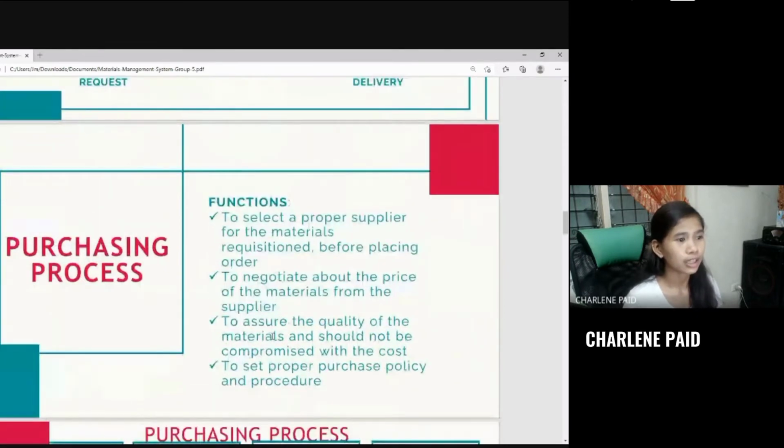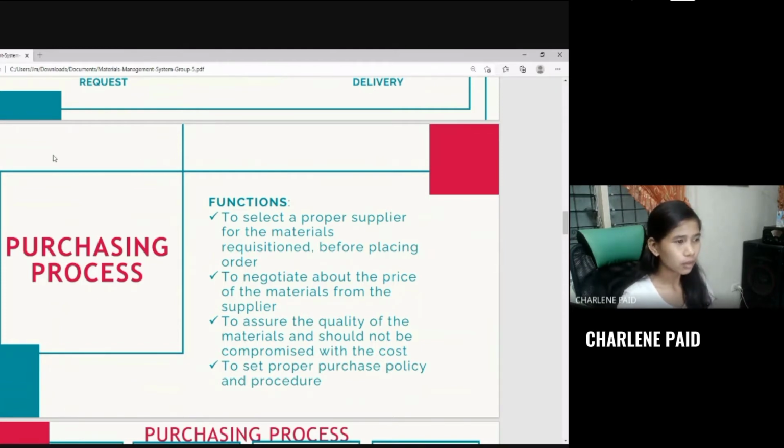First, it is to select a proper supplier for the materials requisitioned before placing an order. Second is to negotiate about the price of the materials from the supplier. Third, to assure the quality of the materials, which should not be compromised by the cost. And last is to set proper purchase policy and procedure. So, just like other processes, the purchasing process has functions too, and that is what I've mentioned.